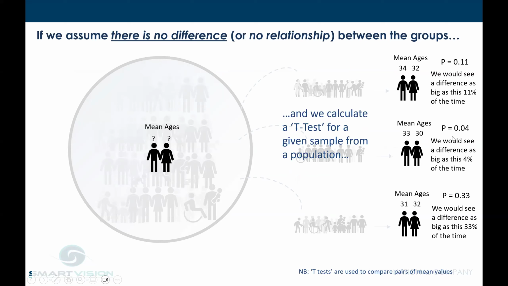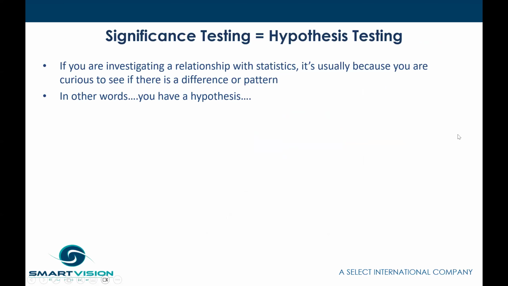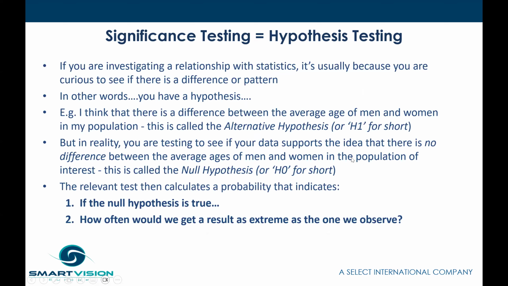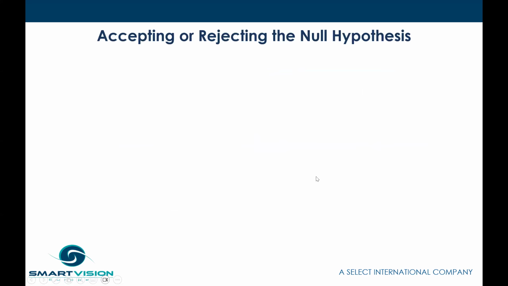It's saying that assuming you're living in a world or a universe where in this population the men and women actually have exactly the same average age, you could still come up with a sample where the difference was as big as this, 3 years, and you would see that difference 4% of the time randomly. So we're saying that the probability of getting a result as extreme as the one we observe is 4%, even in a world where the null hypothesis is true, even in a universe where it's true. So that's how we make sense of it.